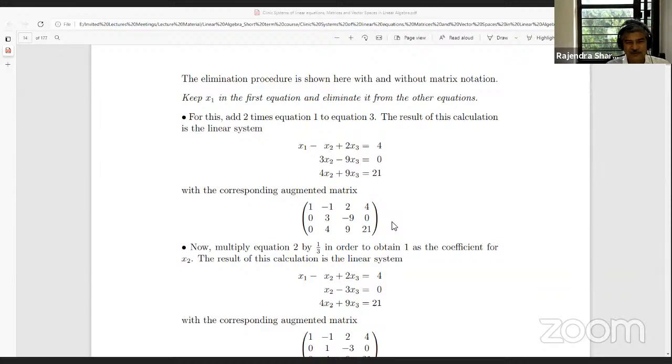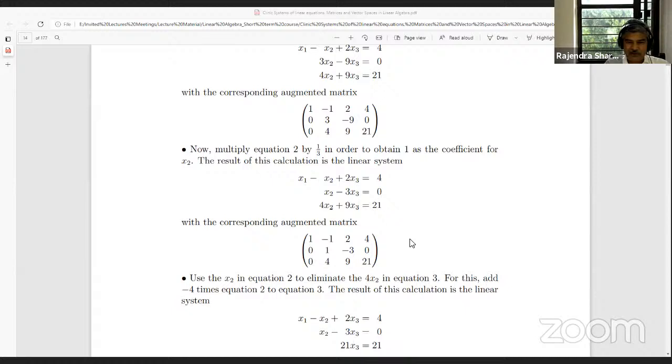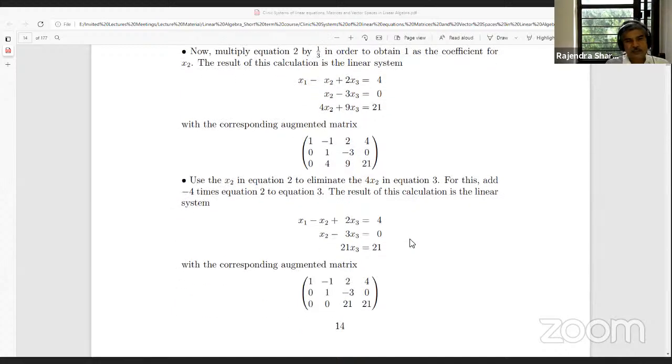The first equation remains as such, x1 minus x2 plus 2x3 is equal to 4. The second becomes x2 minus 3x3 is equal to 0. The third remains the same, 4x2 plus 9x3 is 21. Observe that the coefficient of x2 in this new system is 1. The corresponding augmented matrix is 1, minus 1, 2, 4, 0, 1, minus 3, 0, 0, 4, 9, 21.